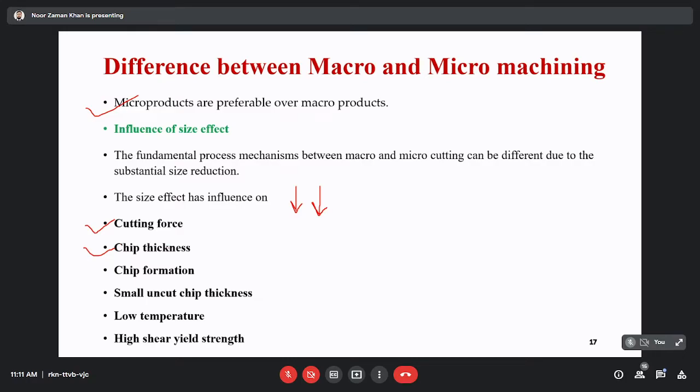In conventional machining the chip thickness is very large, and in micromachining chip thickness is very small. Chip formation. If we do machining at a very small scale, then there is a chance that you may not get a chip at all. Sometimes a chip is not formed. What happens? Suppose this is the material.